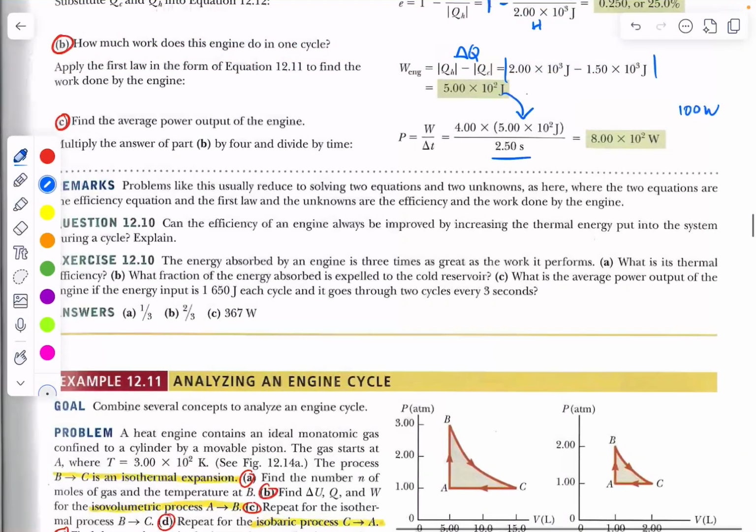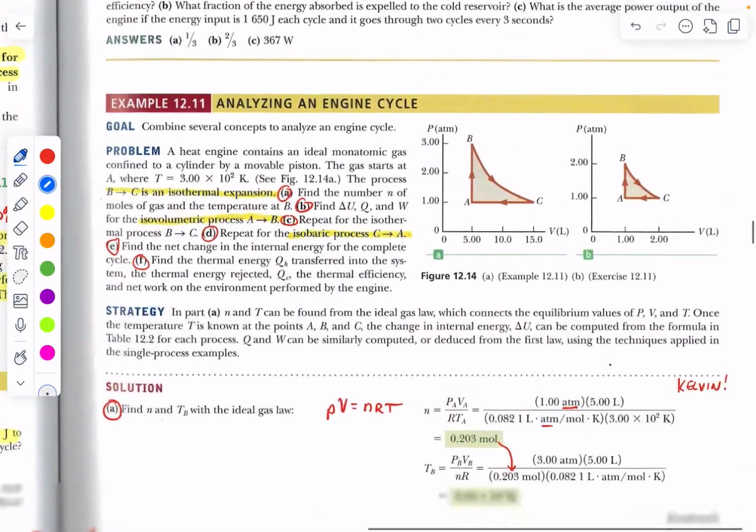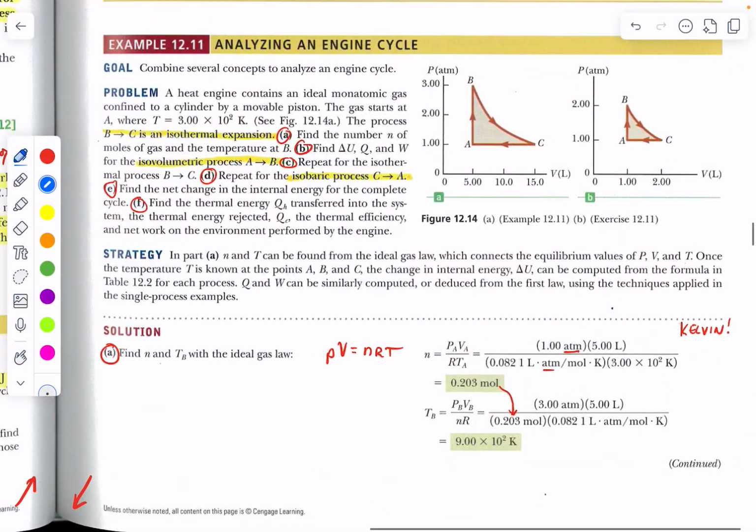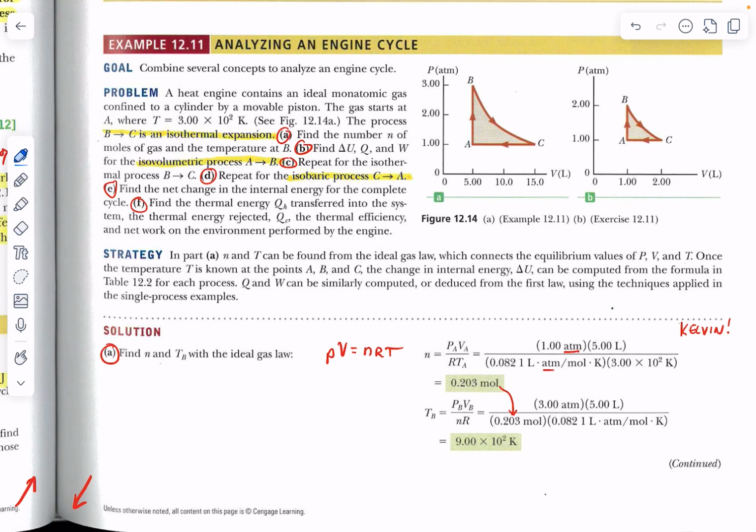All right, let's take a look at another problem, analyzing an engine cycle. Here's another one of the PV diagrams, which you need to understand. PV means pressure versus volume. And in this particular engine, we have 3 lines. We go from A to B, and then B to C, and then C back to A again.